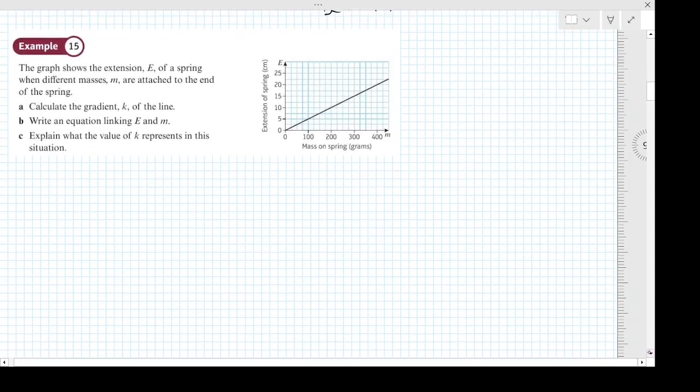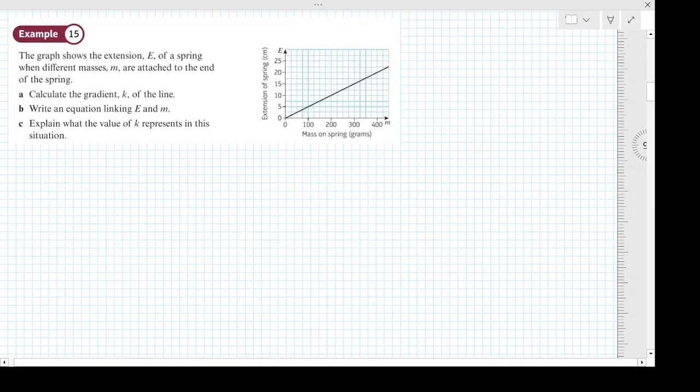Example 15. The graph shows the extension E of a spring when different masses are attached to the end of the spring. Calculate the gradient of the line. Now, the first thing to note, and probably one of the difficulties of this section, is that you're not always going to be working with y and x all the time. You're going to get different letters, E and M in this case, but they're the same sort of idea. Okay, M is sort of on the x-axis, and E is on the y-axis, but instead we call it the M-axis and the E-axis in this case.